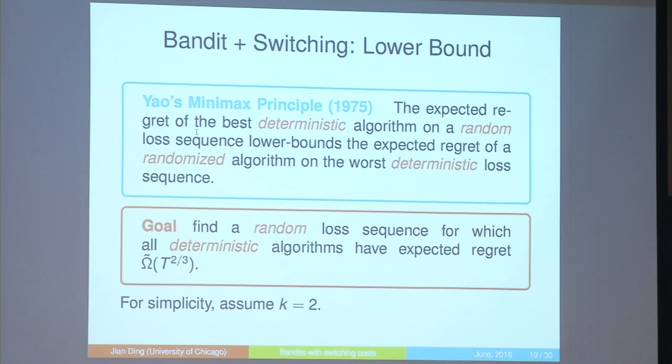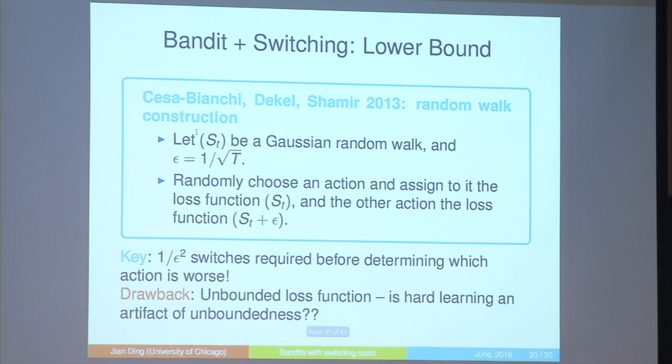Again, we assume that k is equal to 2, as we have done already for quite a while. So I already mentioned that previous to the current work I'm discussing, Cesa-Bianchi, Dekel, and Shamir already constructed random sequences of unbounded loss functions, where the regret has to be lower bounded by T to the 2/3. Let's look a bit more carefully at their construction, because it's actually educational.